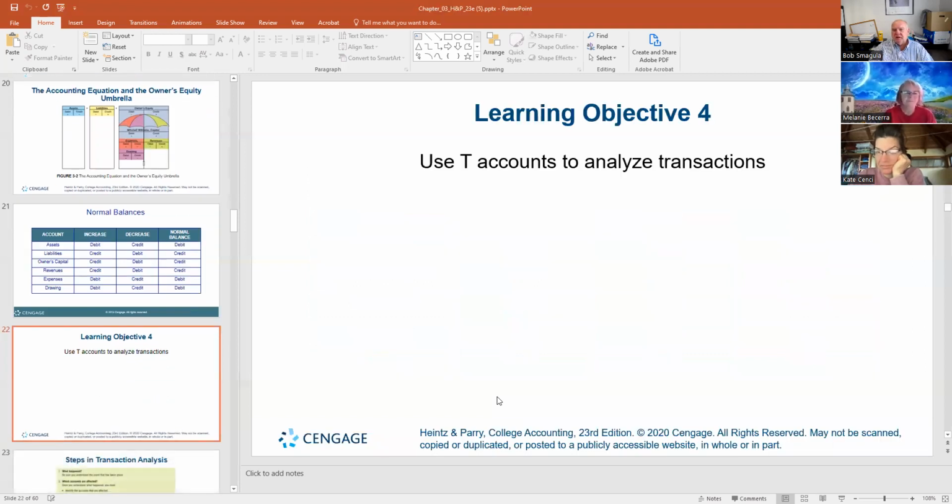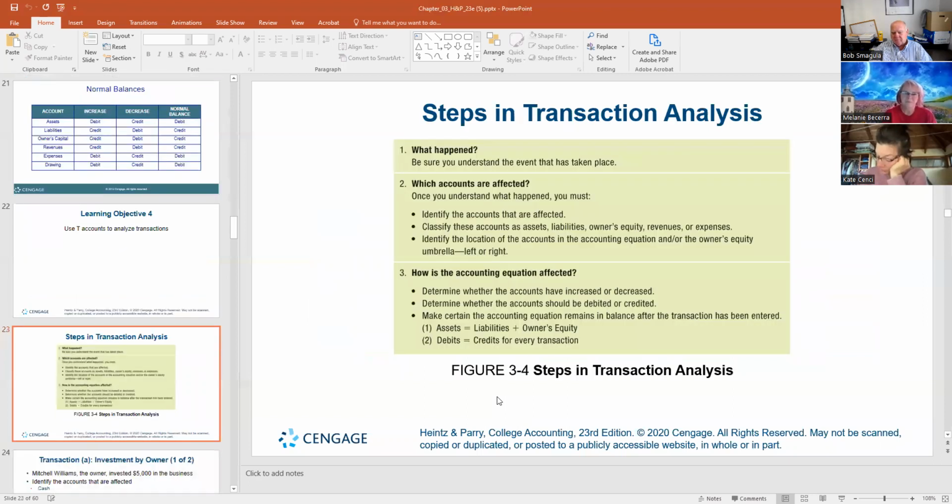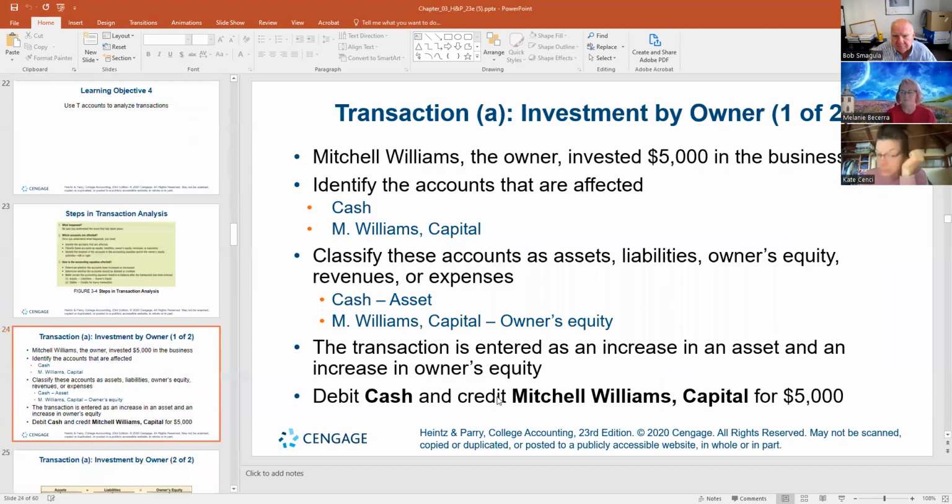Now we're going to use T accounts to analyze transactions, and we're not going to go through all of Mitchell Williams' transactions again. Okay, for the 3rd time. Steps in the transaction analysis. Be sure you understand what's happened. The electric bill is here. That's what happened. We have to see if it's a reasonable number, and if so, we have to record it. What accounts are impacted? Well, let's see. Cash, we're going to pay cash for this electric, and the electric is an expense, and keep the accounting equation in balance at all times.